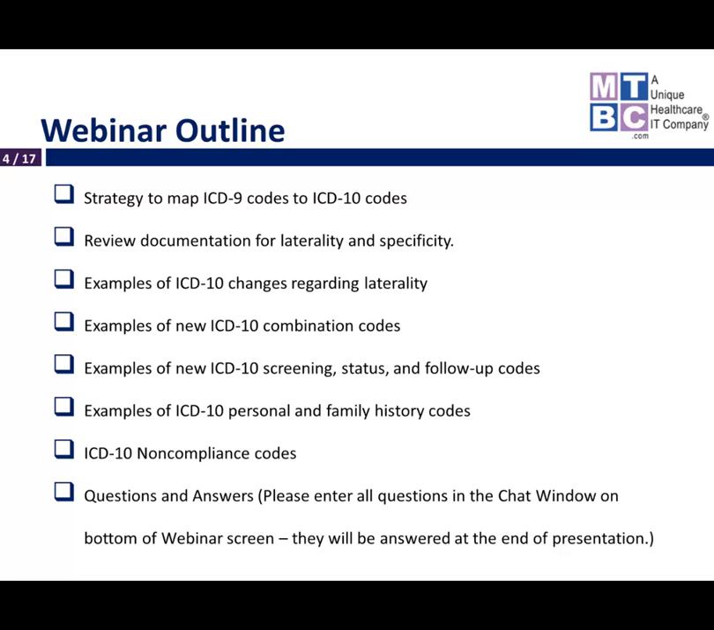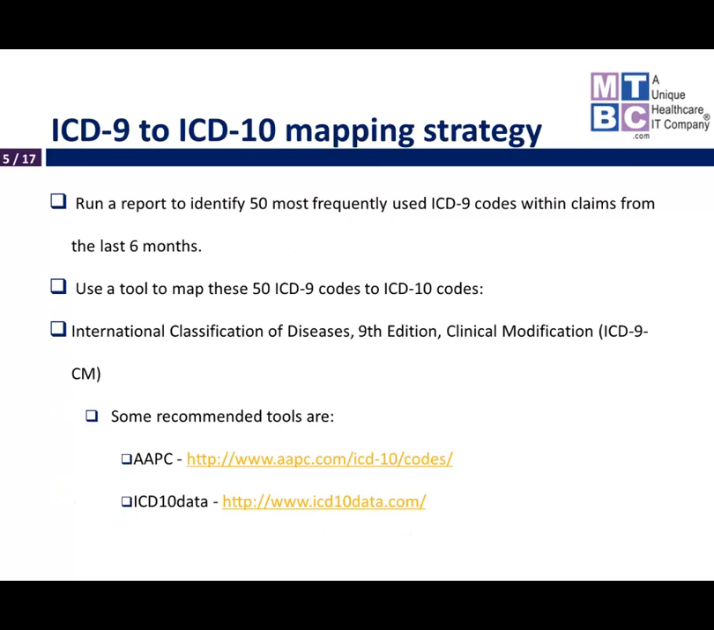Okay, so the mapping strategy. For MTBC clients, we run a report to identify your 50 most frequently used ICD-9 codes within claims in the last 6 months. This tends to be at least 80 to 90% of your usage within internal and family medicine, your hypertension, your diabetes, high cholesterol, and so forth. For all others, what I recommend is, whatever system you currently have, go into your practice management system, run a report, and identify the top 50 most frequently used ICD-9 codes. So that's your starting point. If you want to go up to 100, that's up to you. But 50 usually covers the majority of your usage percentage-wise.